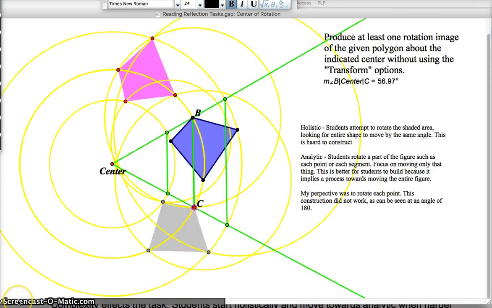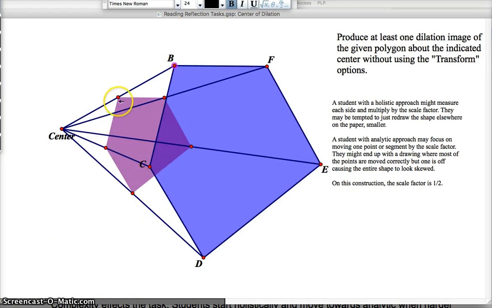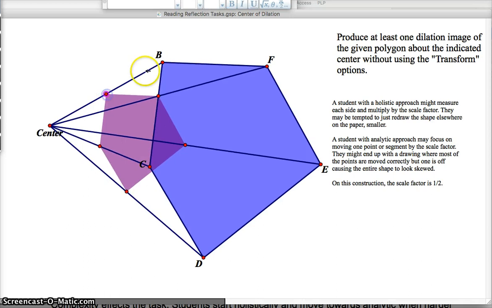So for this task, I was going to say that for this one I have used the midpoint, which is, I've just found the middle point between the center and each of the points, and that's how I've constructed this construction here.